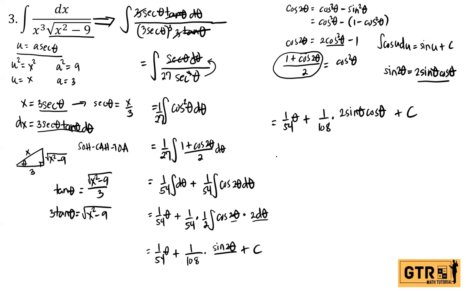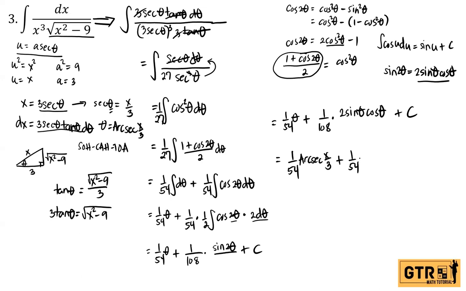So therefore simplify, we have 1 over 54 theta. What is the value of theta? So let's go back to this. Secant theta is equal to x over 3. So to solve for theta, just get the arc secant para makancel out yung secant. Theta is equal to arc secant x over 3. Okay? So 1 over 54 arc secant x over 3 plus we have 108 in the denominator and 2 in the numerator. So divide both by 2, it will go back to 1 over 54.